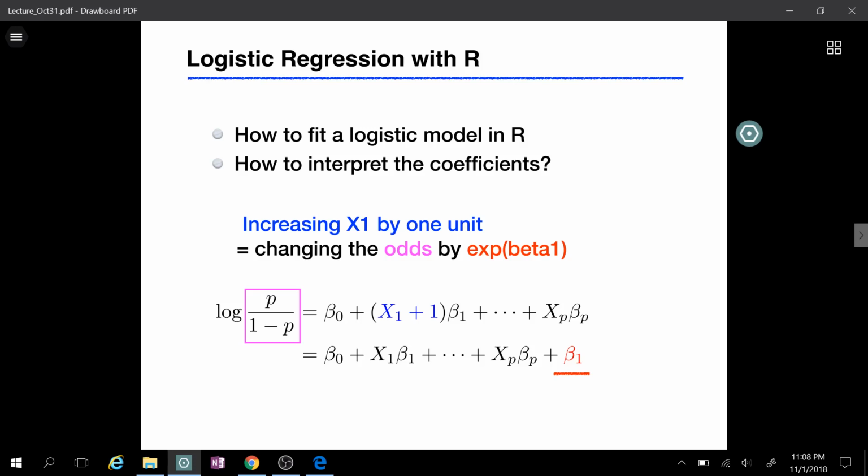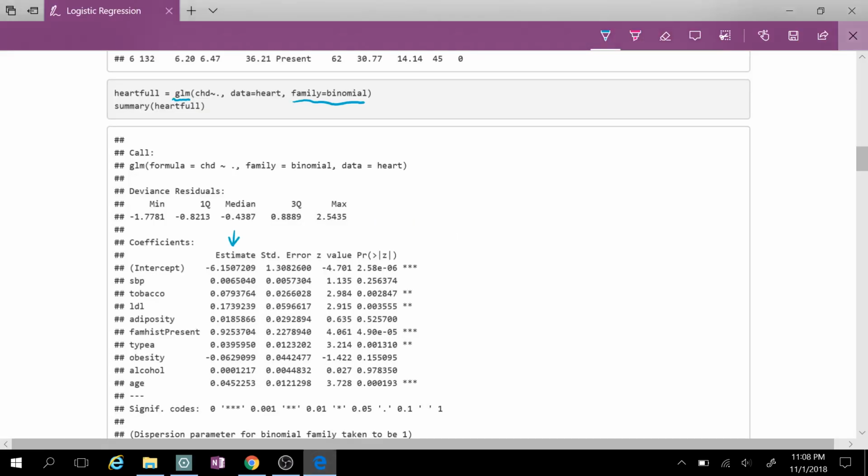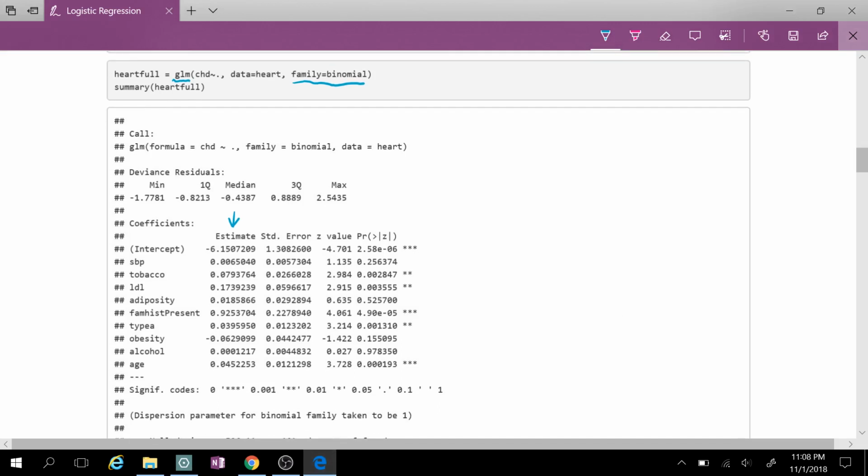So if beta 1 is positive, exponential beta 1 is bigger than 1, so that means we're really increasing the odds. But if beta 1 is negative, then exponential beta 1 will be less than 1, so it's like less than 100%. Then we're basically decreasing the odds. Let's go back and look at the outcome for the heart disease data. For most of the features, the coefficients are positive. So if we increase them by 1 unit, that will increase the corresponding odds.